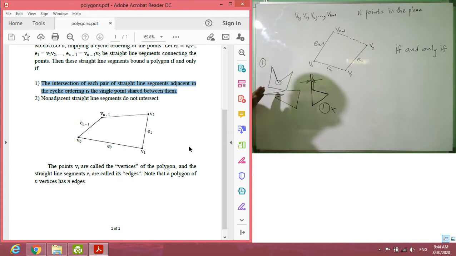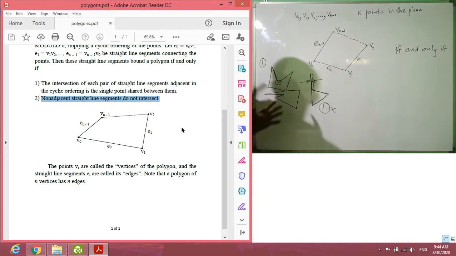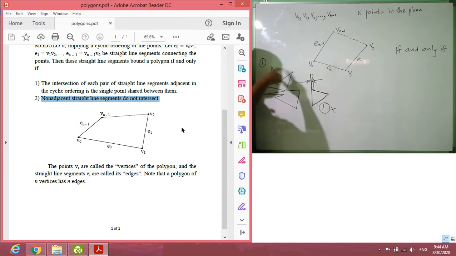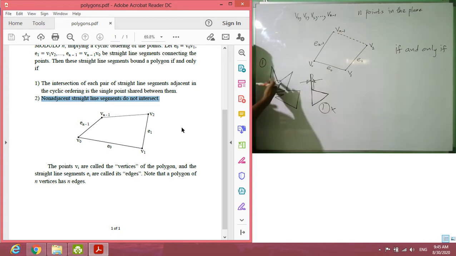Then let's look at the second condition. Non-adjacent straight line segments do not intersect. If you consider this one, these are non-adjacent, they do not intersect. If you consider all the pairs of non-adjacent straight line segments, they do not intersect.